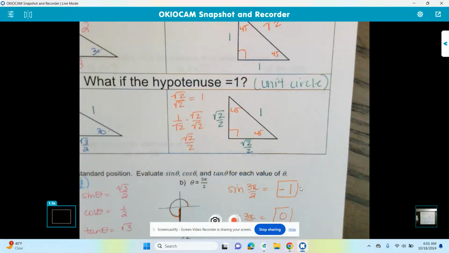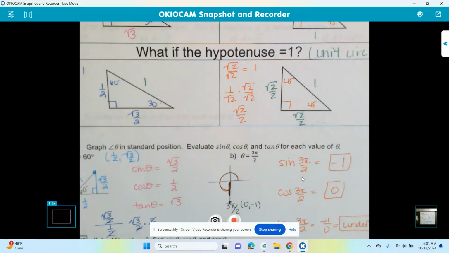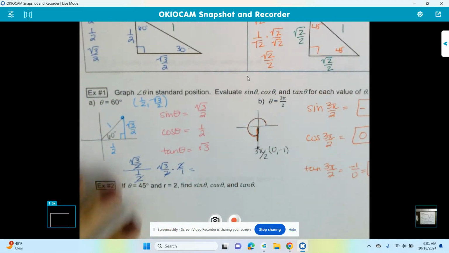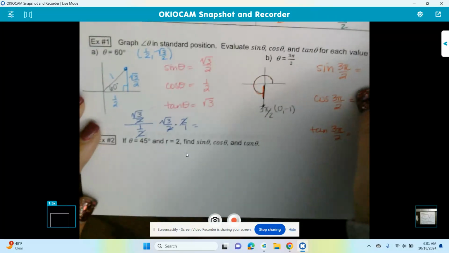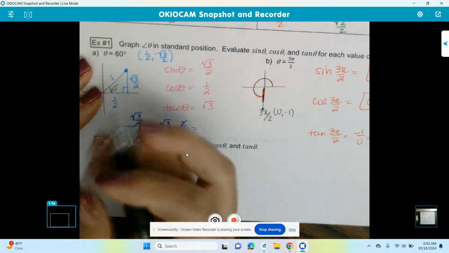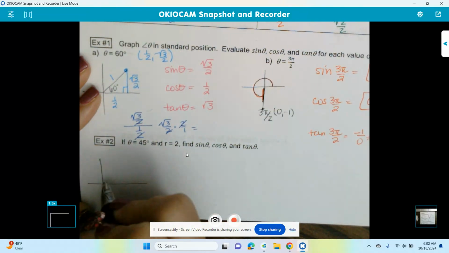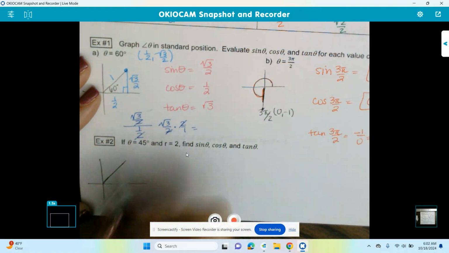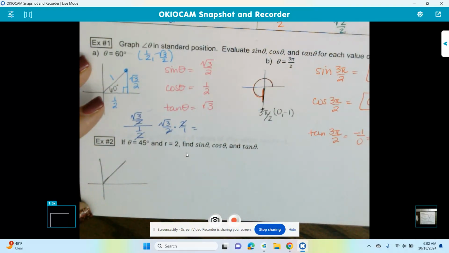All right, back to it. I am going to go through example number 2 first, and then we'll jump to our unit circle. All right, so here we go. Example number 2, theta is 45 degrees. So that's obviously in quadrant 1. And r equals 2.